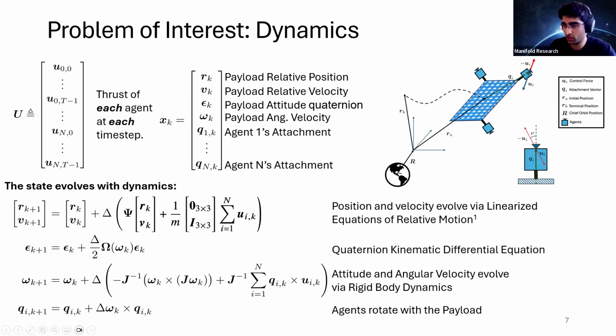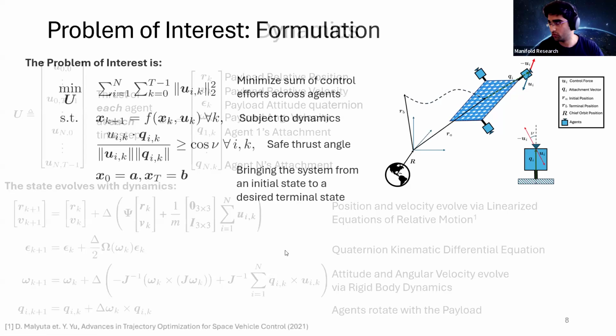And so that is the position and velocity dynamics. And then the attitude of the object, or the angular orientation, evolves according to some function of the angular velocity, which makes sense, right? The angular orientation will change depending on the angular velocity of the object, and the angular velocity of the object changes according to Euler's rotation equations, plus the torque that is applied by the agents on the object. Okay, and then the agents' attachment vectors rotate with the object. That's what this last statement is saying. And so this is the complete dynamics of the scenario. The agents are able to apply, by using their thrust, a force and a torque on the payload. Okay, so that brings us to the problem of interest.